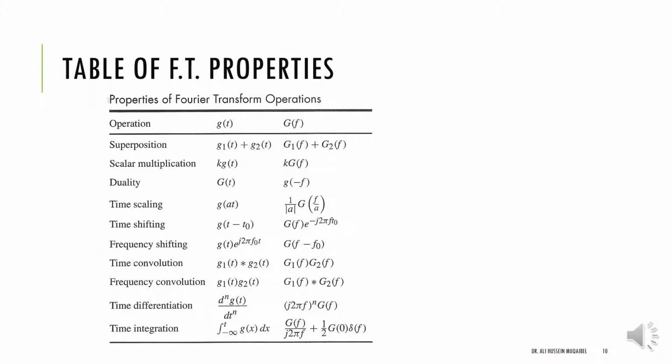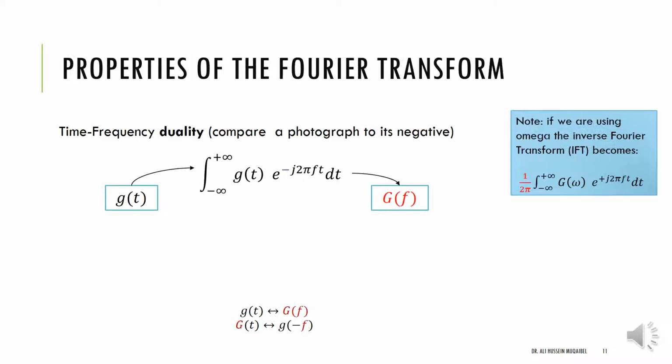Okay, because in real life we will not get these functions directly, and to make the table more useful, we are going to augment this table with another table, which is a table of Fourier transform properties. Since we are just reviewing, you need to go over these properties: superposition or linearity, scalar multiplication. These two together make the linearity. Duality, time scaling, time shifting, frequency shifting, time convolution, frequency convolution, time differentiation, and time integration. So please get yourself familiarized with the following table.